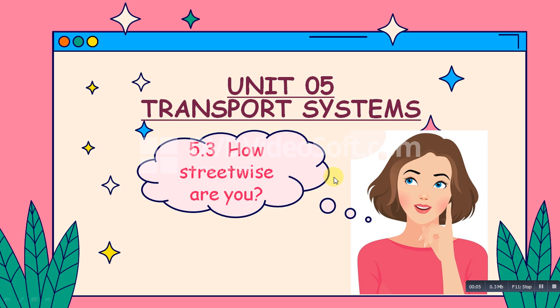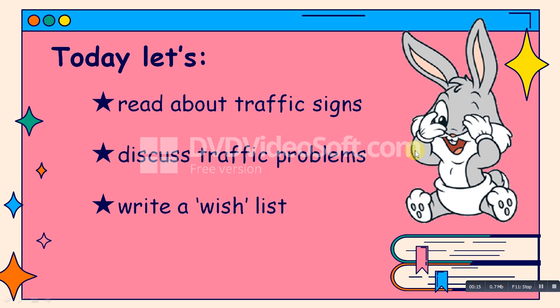So today I'll be focusing on the last lesson under Unit 5. It's how streetwise are you? Alright kids, today let's read about traffic signs. Let's discuss traffic problems and also let's write a wish list. So these are the three areas that you are supposed to cover today.